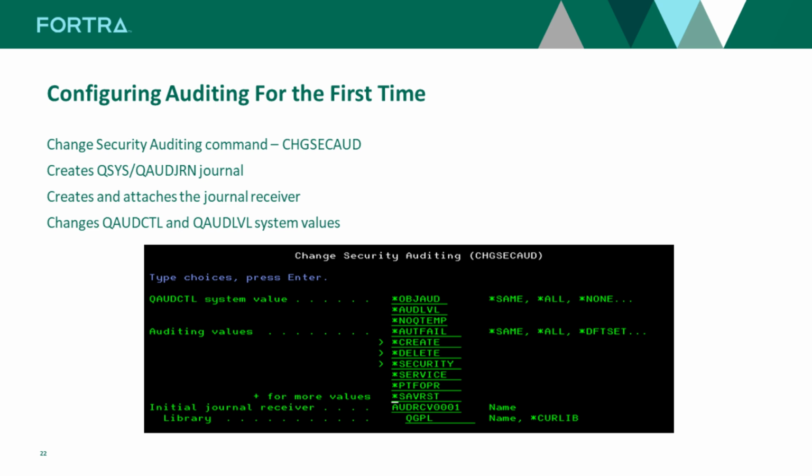So I mentioned that there's that CHGSECAUD command, and hopefully I mentioned we'd get to it, but this is how you can turn it on for the first time. It does everything for you. If your audit journal doesn't exist yet, it's going to create it for you. If it does, it's going to just update the system values. You can set what values you want to start off with. If you just want to start off with security and nothing else and see where that gets you, great. Then you can add create, add delete, authority failures. You can add those on over time.